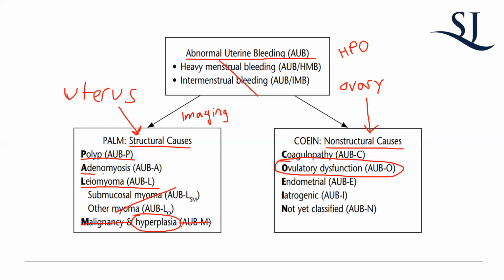Adenomyosis is endometriosis of the myometrial wall. So this is essentially endometriosis for all intents and purposes. Now, what do you see on ultrasound for adenomyosis?